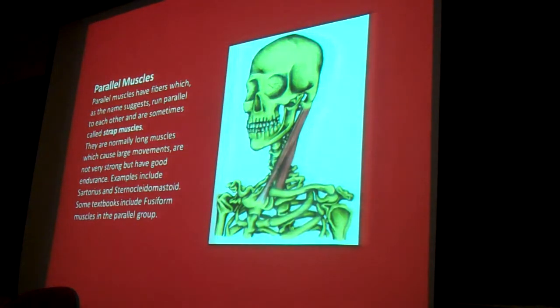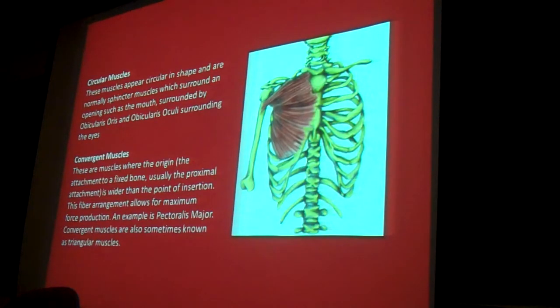Parallel muscles, that's pretty obvious. I don't think that's any real conceptual problem there. Circular muscles like the orbicularis oculi and oris. Convergent muscles like the pectoralis start with a wide origin and go into a thin insertion. And how do you describe the action of the pectoralis major?